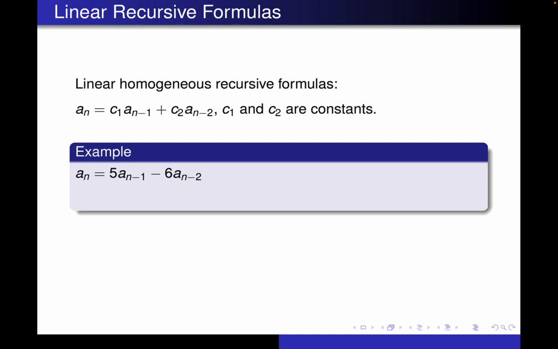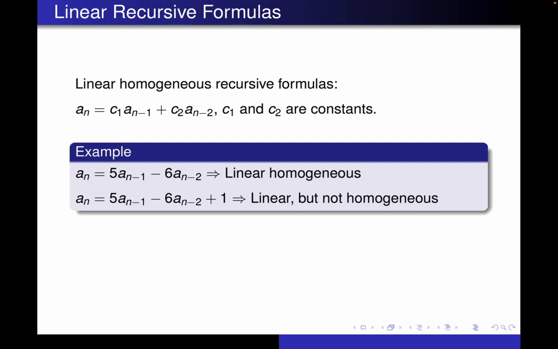So an easy example is a sub n equals 5a sub n minus 1 minus 6a sub n minus 2. That one is linear homogeneous. But if we take that formula and just add a 1 at the end, that actually makes it not homogeneous. And that's only important to us because the techniques that we are going to learn would not be effective on that second sequence.